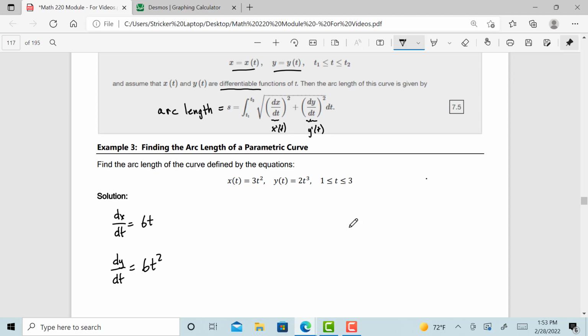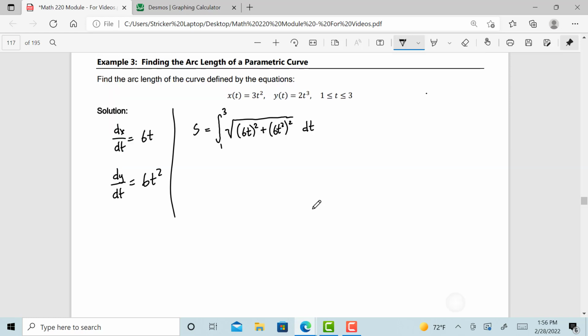And so arc length, which is represented by s, is equal to the integral, and we're going to go from 1 to 3 as is outlined by the interval in the problem. And then we have the square root of x prime, which is 6t squared, plus y prime, which is 6t squared, dt. All right, so we can go ahead and simplify our integral. The integral from 1 to 3, square root of 36t squared plus 36t to the fourth.